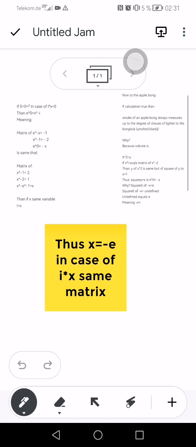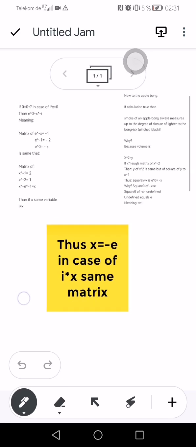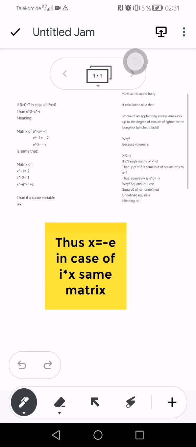So, now to the proof of why the I operator is true. The proof will later be on an apple bong, meaning you punch two black ideas into an apple bong, better set into an apple and make a bong out of it. Meaning, if 0 equals 0 plus question mark in case of I times x equals 0, then e square 0 equals x times minus I.